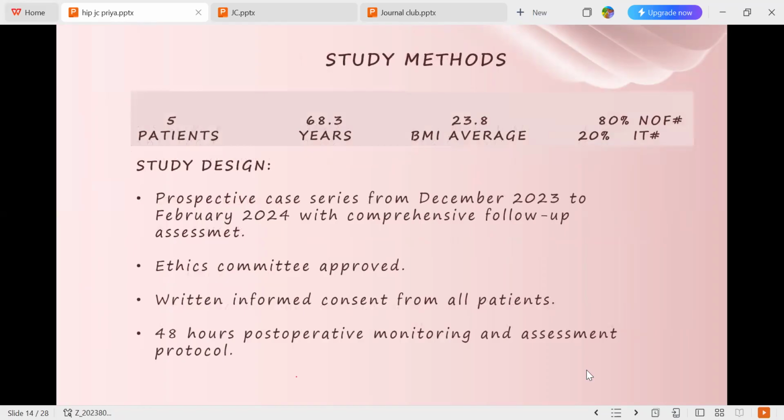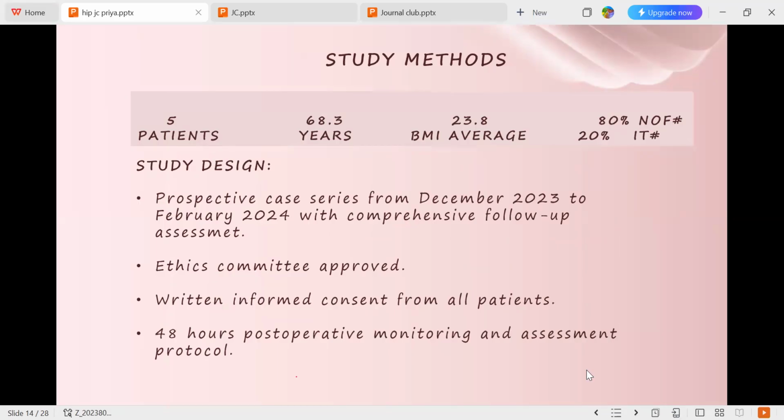So it is a case series which consists of 5 patients with a mean age of 68 years, an average BMI of 23, and out of that 80%, like 4 patients, were diagnosed with neck of femur fracture, and 20%, like 1 patient, had an IT femur fracture.